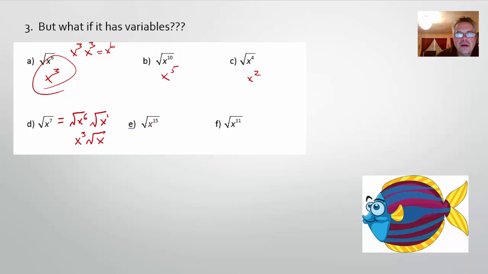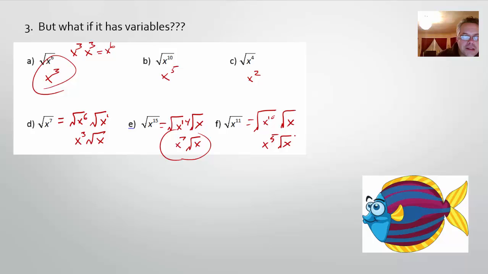Same thing here. I'm going to break this up into 14 and 1. So this is square root of x to the 14 times square root of x. That part's x to the 7th. We're left with square root of x. Same thing here. Break it up into an even number, square root of x to the 10th, and square root of x. So I get x to the 5th, square root of x. Variables are easy because I don't have to figure out what perfect square goes into them.